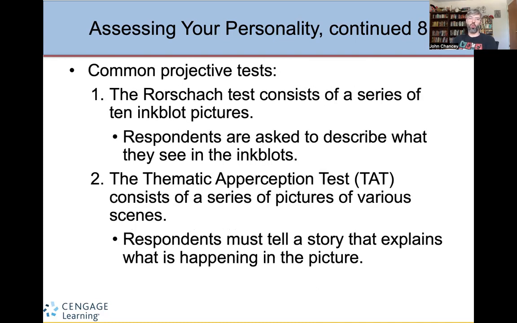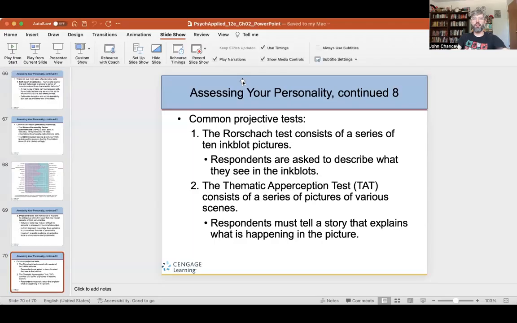Some common ones are the Rorschach ink blot test, which you can Google any of these right now if you'd like. I guess this slide doesn't come with pictures. And the Thematic Apperception Test, the TAT, where you look at a picture and you tell a story about what you see. Both are supposed to be windows into the unconscious mind. So that wraps it up. This is sort of a look at how we can explain variations and how we all adjust to the world.